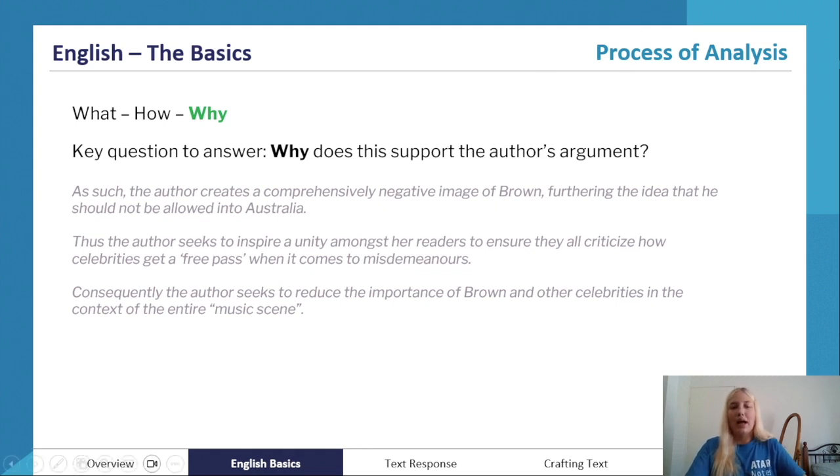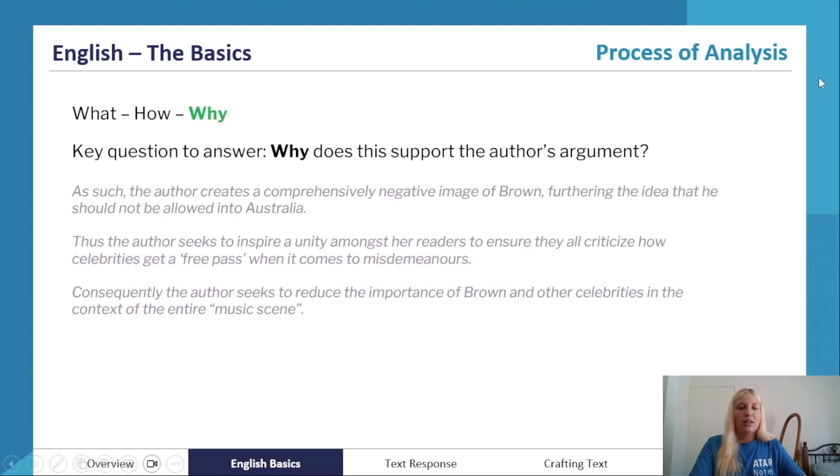So as an example, as such, the author creates a comprehensively negative image of Brown. So by creating a comprehensively negative image of the celebrity based on all the language with negative connotations that was used to describe him, that furthers the idea that he should not be allowed into Australia. And that second half of this sentence is the why, okay, and how it furthers the argument.